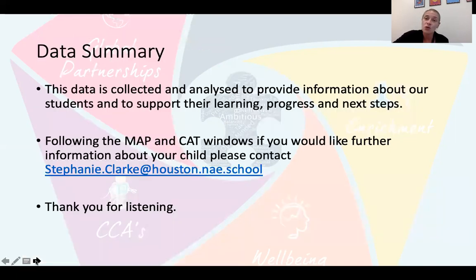So those two tests give us more data, more information. They are collected and analysed and give us more information about our students' support, learning, progress and next steps. Following the MAP and the CAT testing windows, if you would like further information specifically about your child, then please contact me. My email address is there.